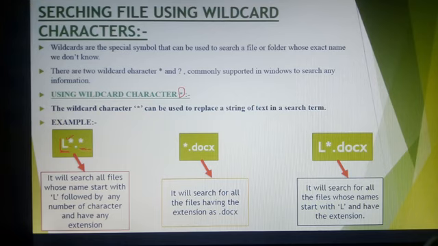Hope you understand. Now next, here the extension is present. Now the dot is present. Okay, here the only one star means it will search for all the files having docs as the extension. Now next is L star dot docs. It will search for all the files starting with L, followed by any characters, and having the docs extension. Now hope you have understood using the star.